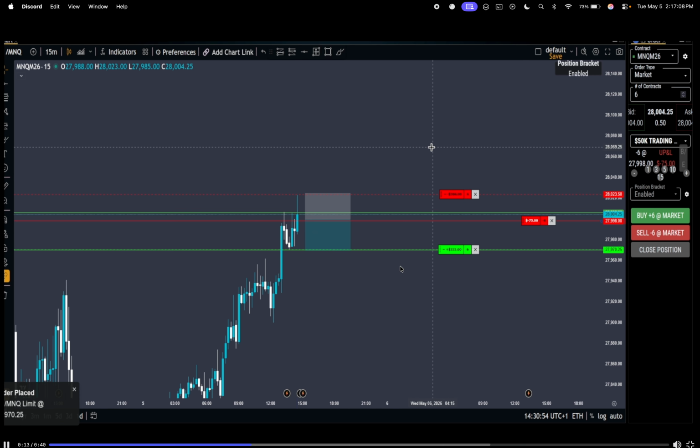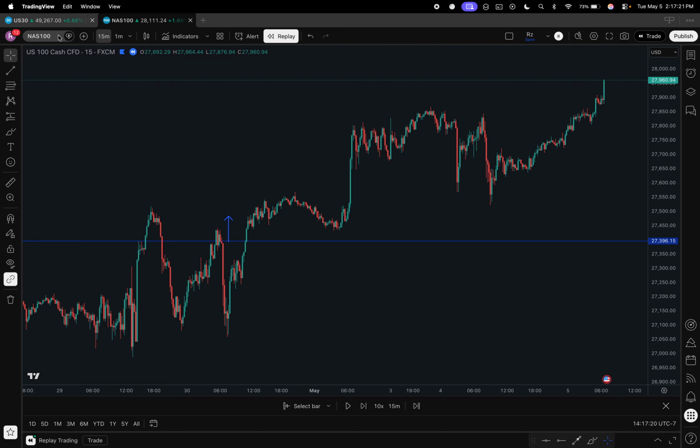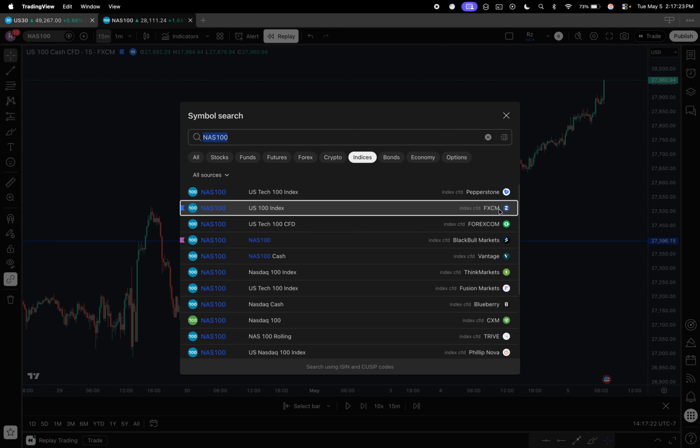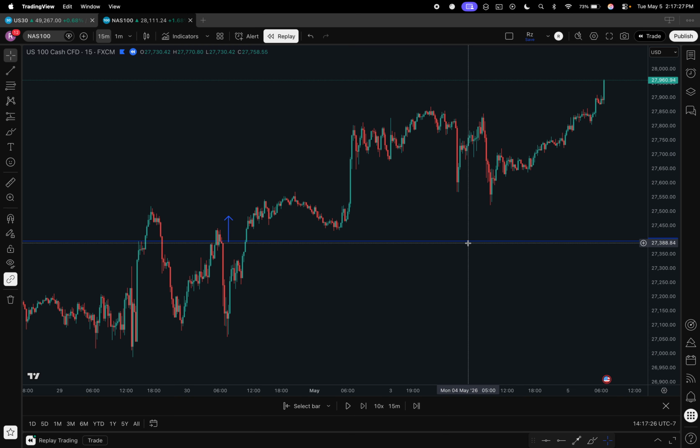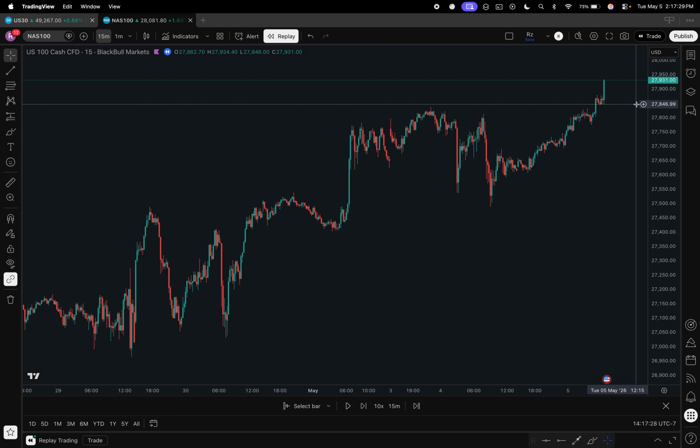I want to jump on my charts. It doesn't matter whether you use US 100 FXCM, which is the second one once you type NAS 100, or the Black Bull markets. They're all really good, brother.